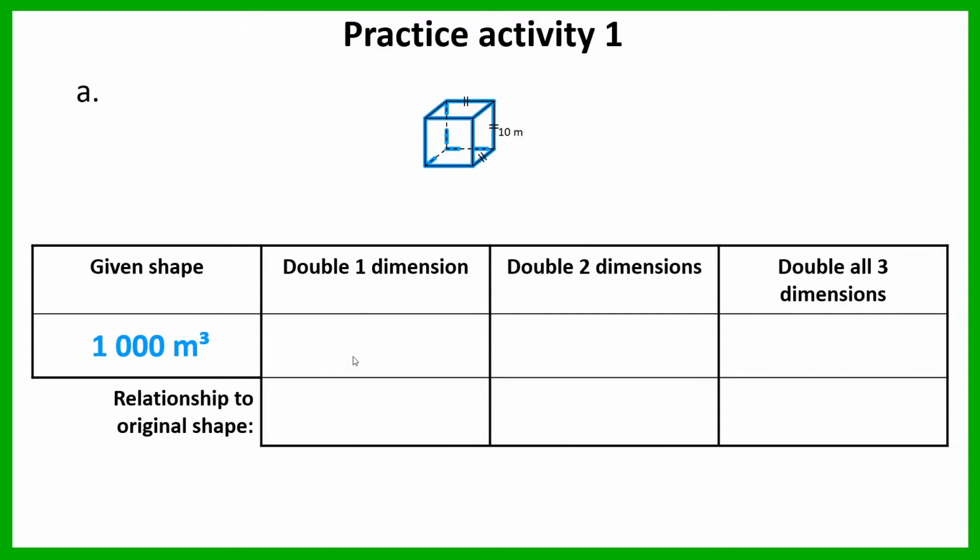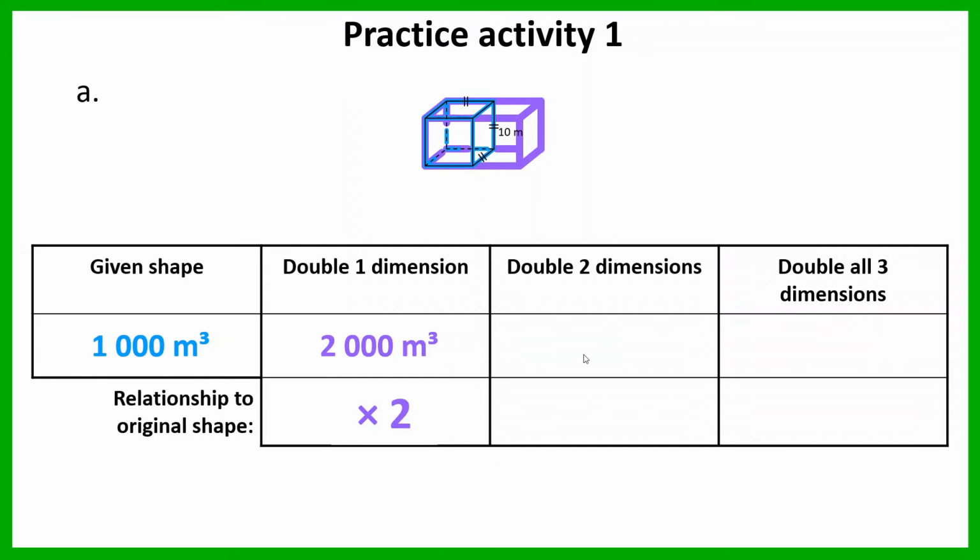So it's 10 times 10 times 10, that's 1,000 meters cubed. Next, you have to work out what the volume would be if you double one of the dimensions. So it's going to be something like this, where I've stretched it, so it's going to be double in length like that. Okay, so now I'm going to have 20 times 10 times 10, and that gives us 2,000 meters cubed. The relationship between the original shape's volume and this volume is that I multiply by 2.